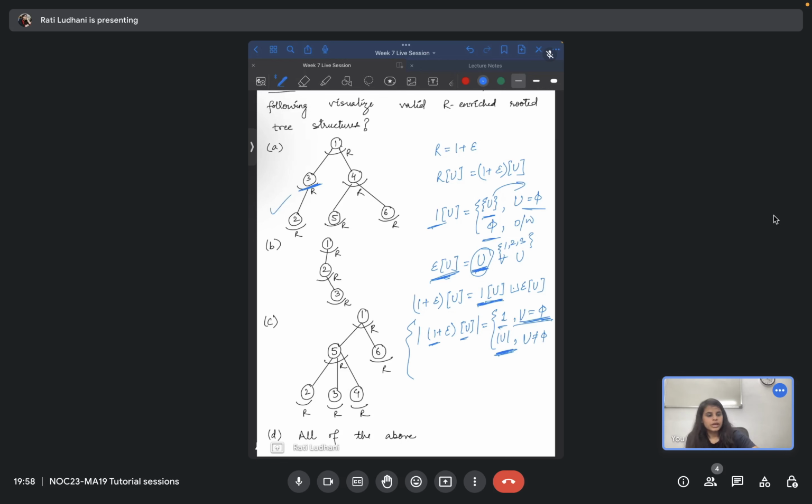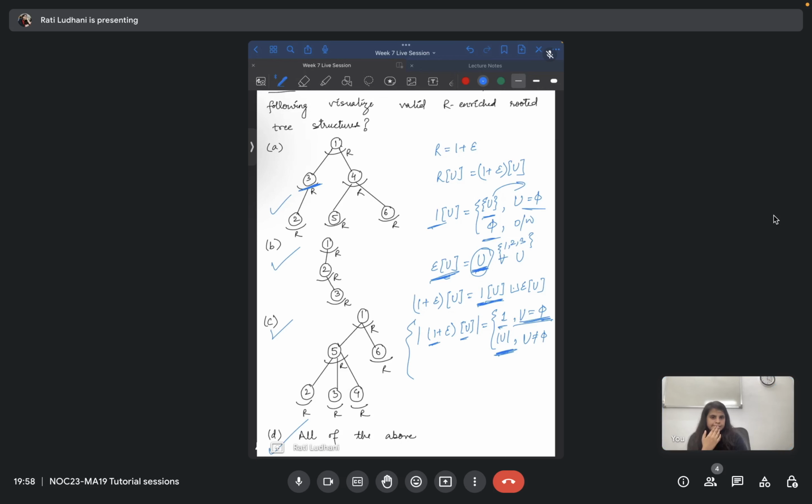So this is okay. Basically the point is there does not exist any U for which no structures exist for 1 plus epsilon. So for every U you have a structure. That is the main thing in this question. So in that case you can see A is okay, B is okay, because there is nothing which can go wrong, right? And C is okay. So all of the above. Is that clear?